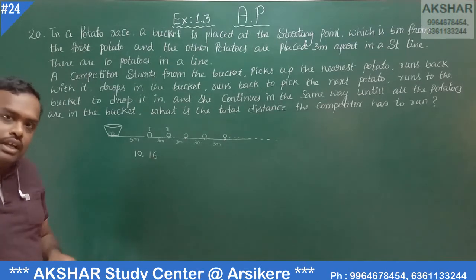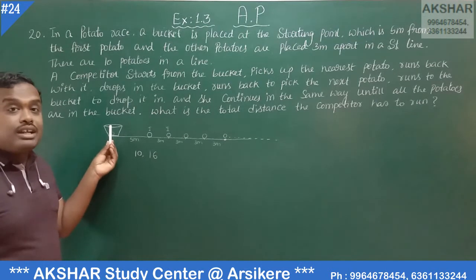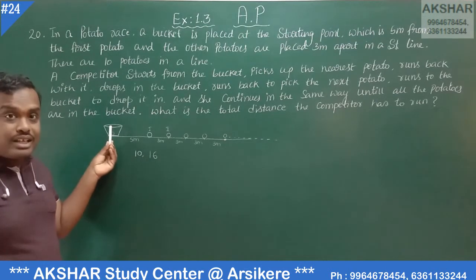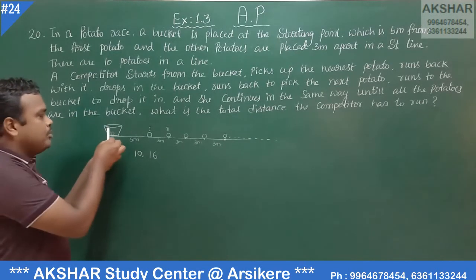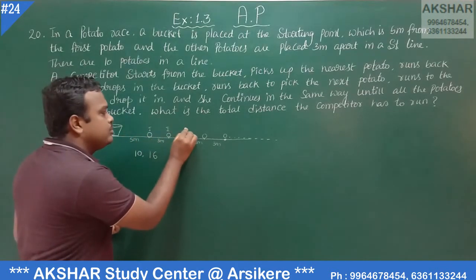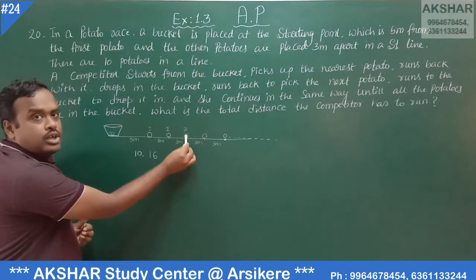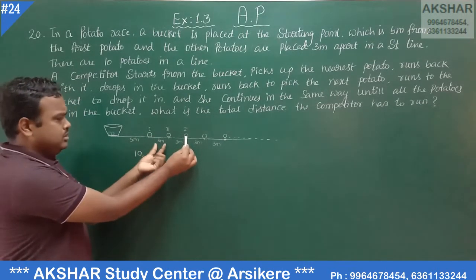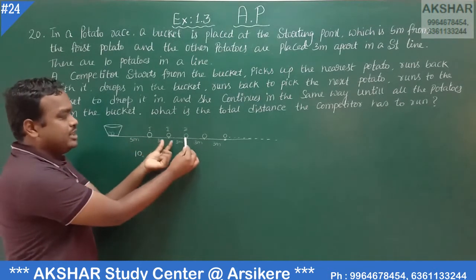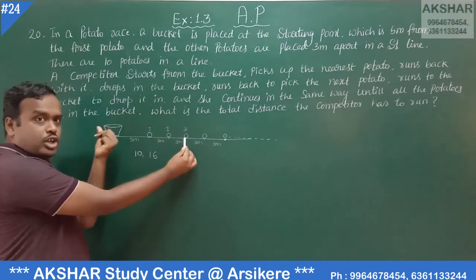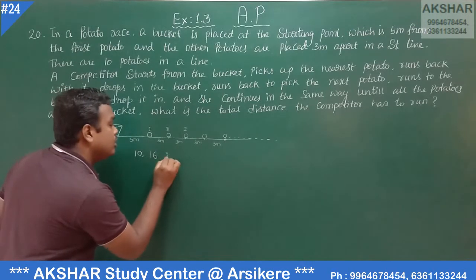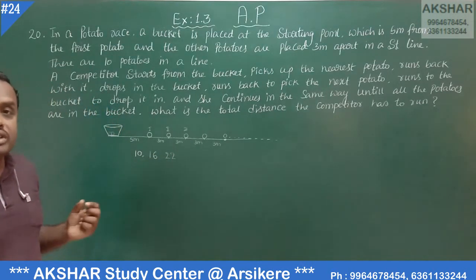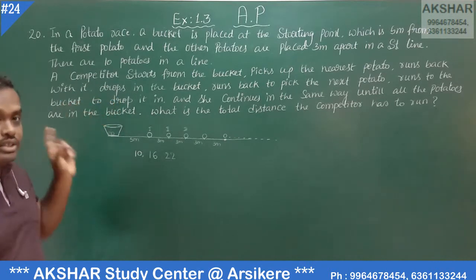Clear? Yes. Now again the competitor is at the bucket. Now he or she tries to take that potato and drop it in the bucket. Again that competitor has to run to reach the third potato. Tell me, to pick the third potato, how much distance has to be traveled? Very simple, 5 plus 3 plus 3. 5 plus 3 is 8, 8 plus 3 is 11, and again back to drop the potato in the bucket, again 11. 11 plus 11, 22 meters. Therefore 22 meters of distance has to be traveled by the competitor to drop the potato in the bucket.